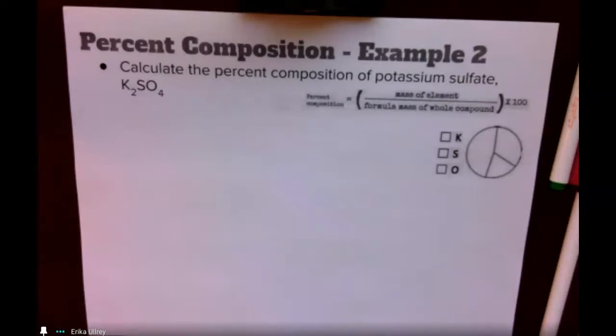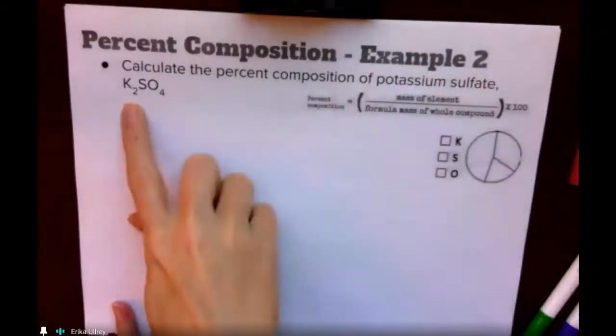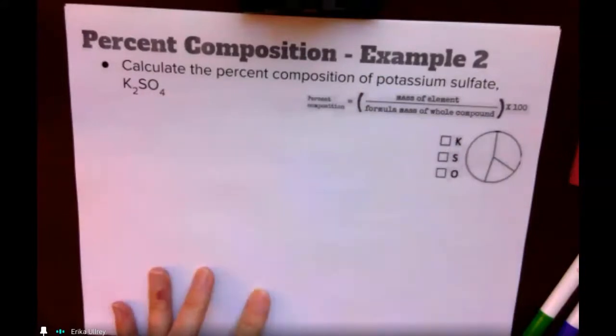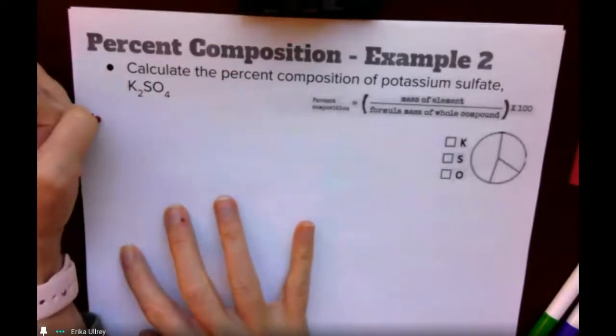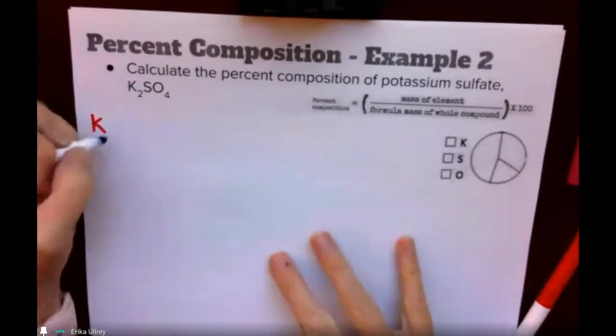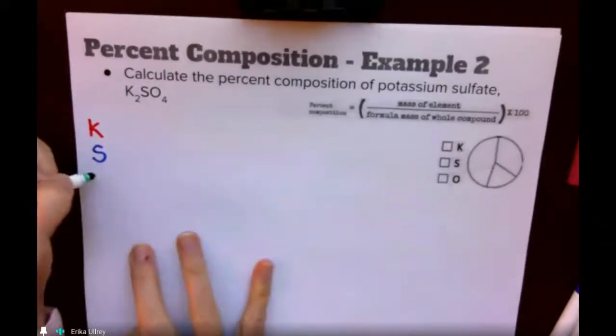So Kalani, what is the first thing that I need to do to find my formula mass? You gotta write down the elements. Absolutely. So what are my elements that I have in this one? So on your paper, you should write example 2, and this time we're going to look at K2SO4. So what are my elements? K, S, and O. Yeah, perfect. So these are the elements that we have going on.